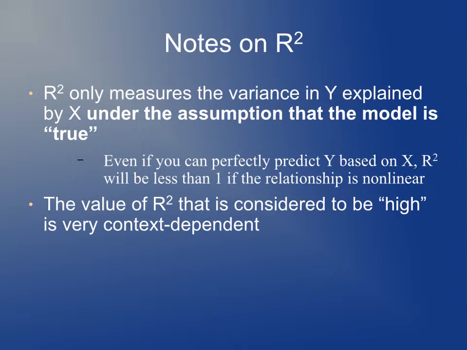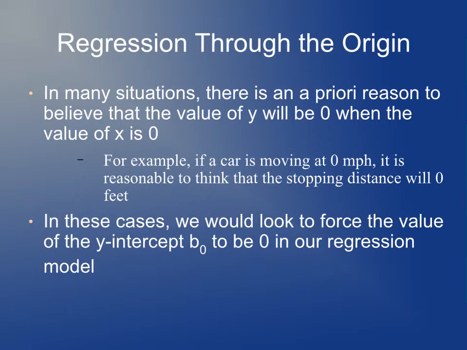So you can't really say what's a high value of R squared in general. Also briefly note that it's possible to do regression through the origin, which is if you have an a priori reason to believe the value of y will be 0 when the value of x is 0. The cars example is a situation where you might want to do this.